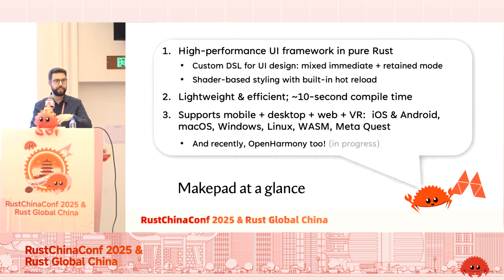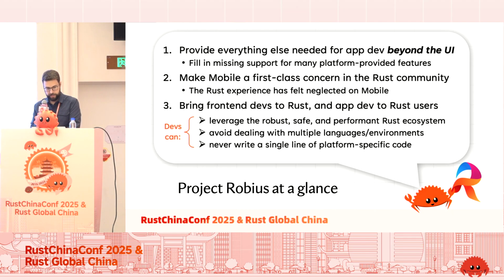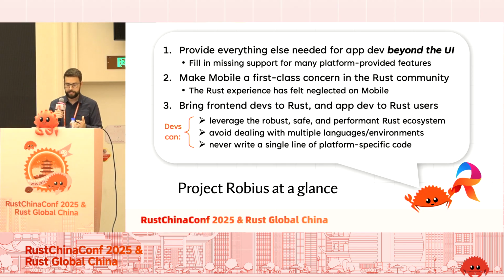And it supports many different platforms. So I'll show Robrix on iOS and Android, Mac, Windows, and Linux. And then other platforms that are sort of in progress are WebAssembly via Wasm, MetaQuest for VR, and even things like OpenHarmony. So then at a glance, what is Project Robius? That's, like I said, everything else that we need for app dev beyond just drawing a UI. Another goal of Project Robius is to make mobile sort of a first-class concern in the Rust community.